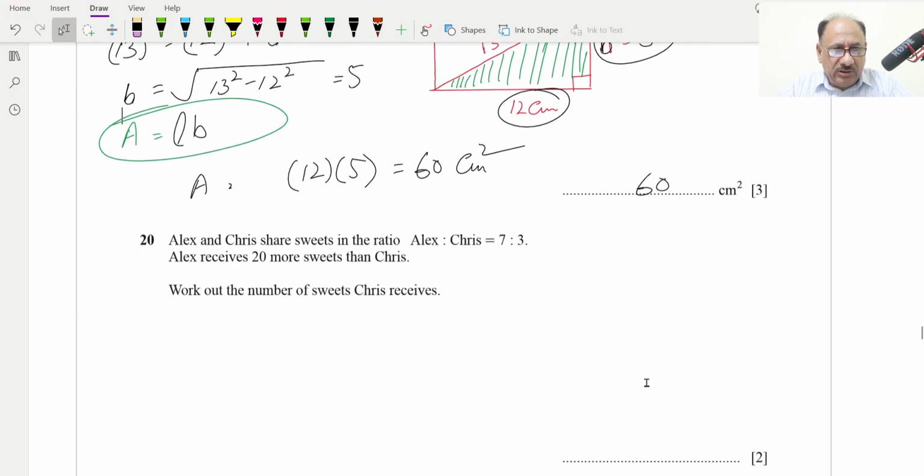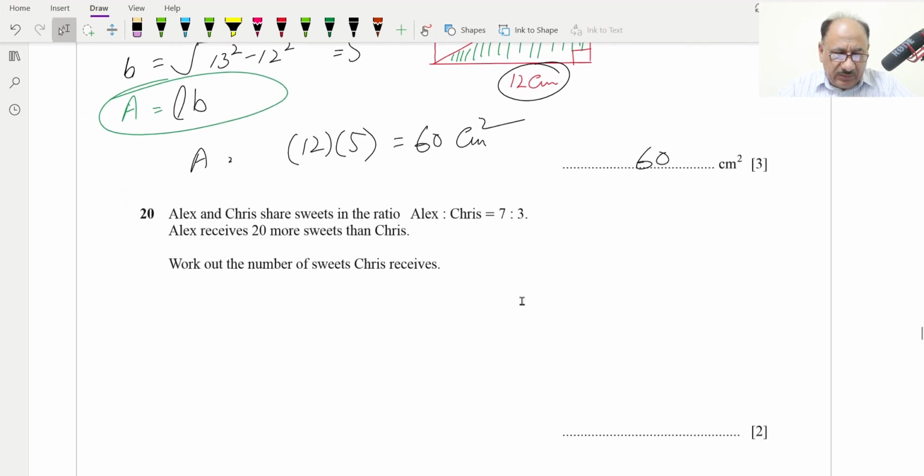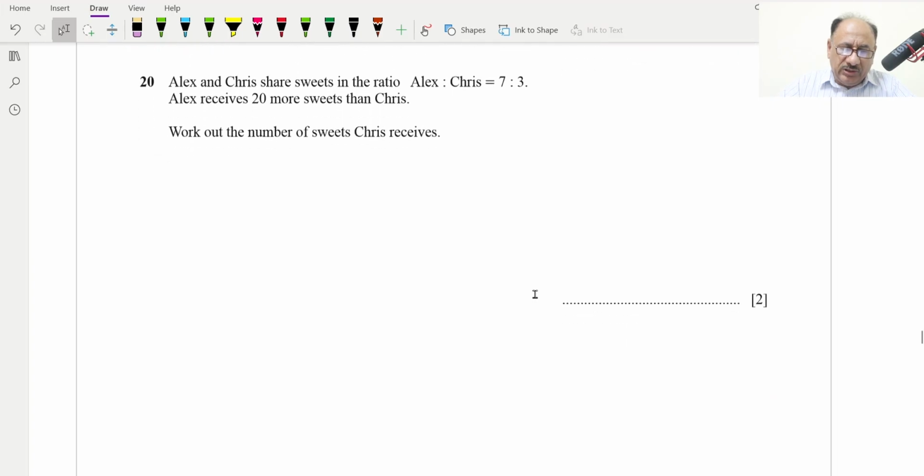Now question number 20. They are saying Alex and Chris share sweets in a ratio, and the ratio is provided over here. Alex receives 20 more sweets than Chris. So we can write the ratio, for example, if Chris is receiving X, the other one will be receiving X plus 20, and they both are divided by the sum of ratios. The sum of ratios is not the sum of ratios, they're parts basically.